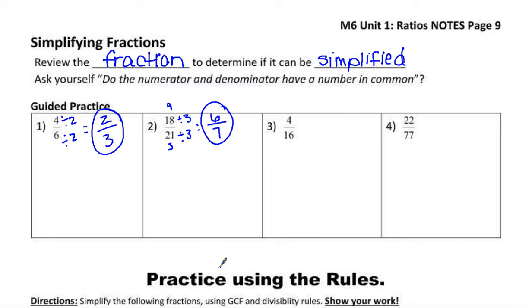Why don't you try 3 and 4 on your own? When you're ready, unpause the video, and I will show you the answers for 3 and 4.